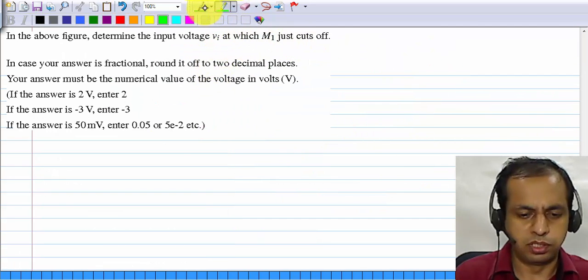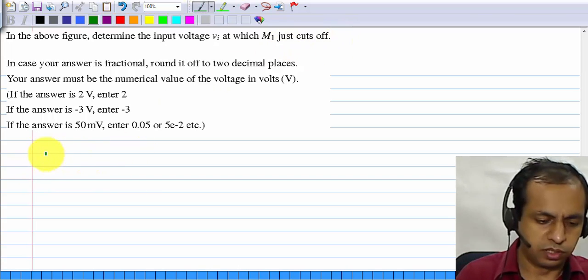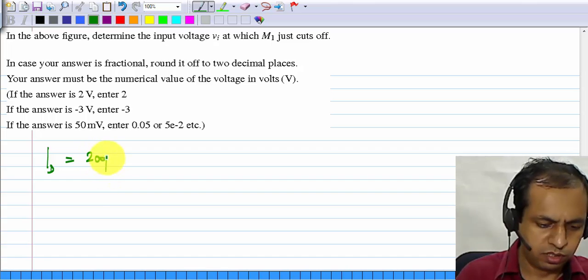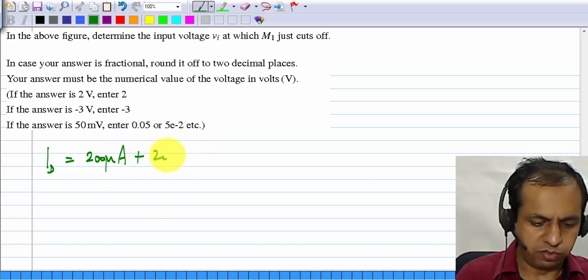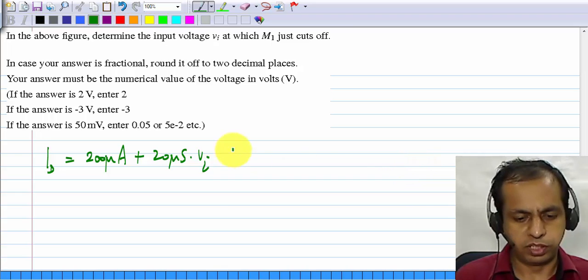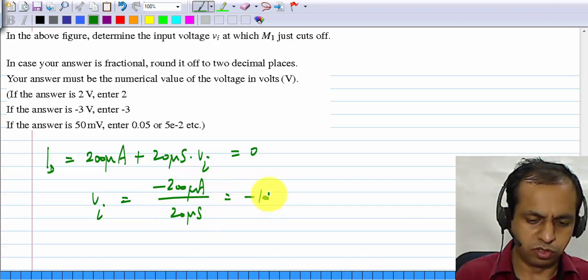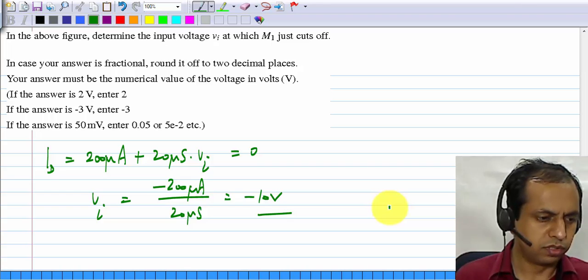The next one is Vi at which M1 just cuts off. We know that the quiescent value is 200 microamperes, and to that we add 20 microsiemens times Vi of increment. When this equals 0, Vi is minus 200 microamperes divided by 20 microsiemens, or minus 10 volts.